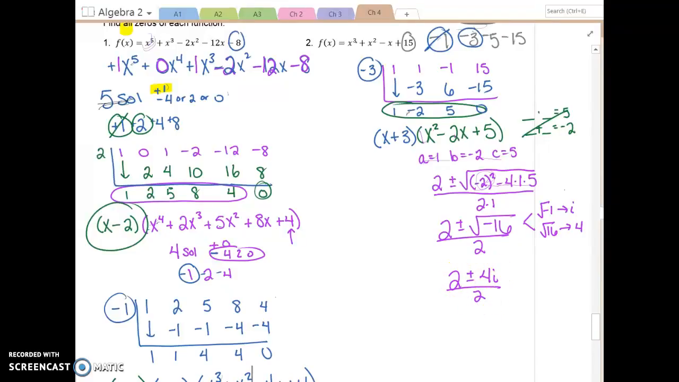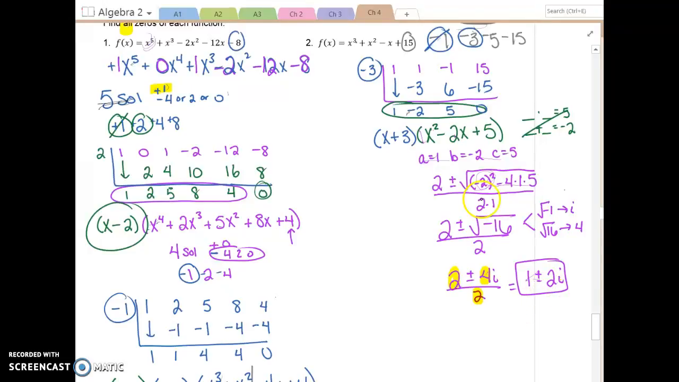This can be simplified. You have to look at the whole number pieces, the 2, the 4, and the 2. Divide all of those by 2. This becomes 1 plus or minus 2i. 2 divided by 2 is 1. 4 divided by 2 is 2. So this is your solutions. I say solutions because it's plus or minus. So 1 plus 2i is one solution, and 1 minus 2i is another solution.